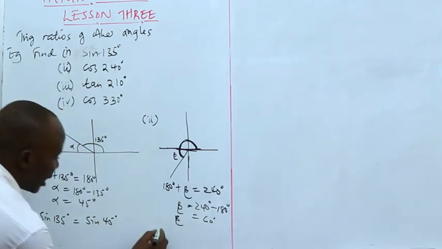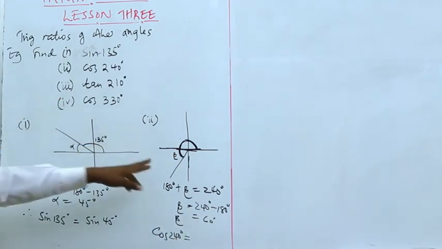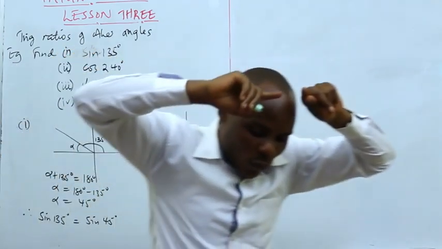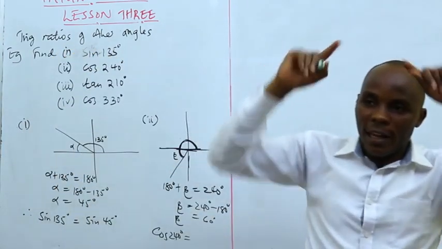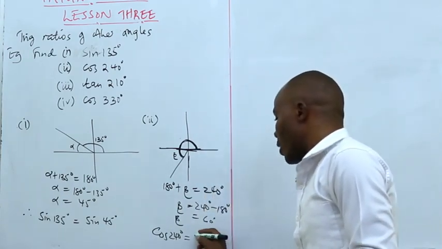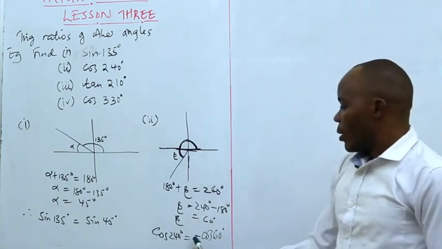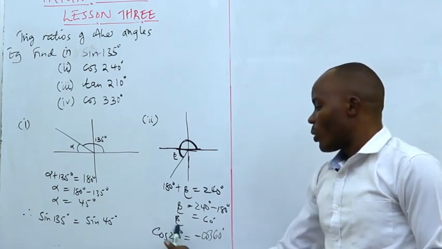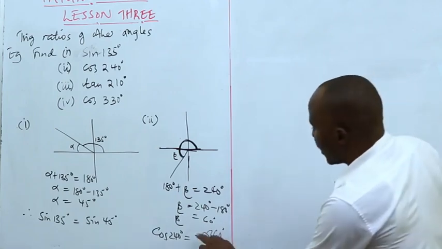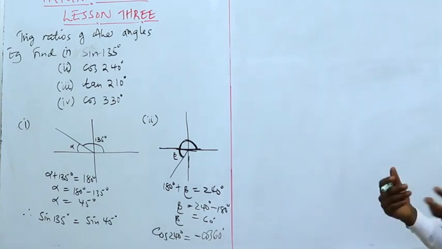It is the cosine of 240 degrees. 240 is in the third quadrant, and in the third quadrant, cos is negative. So it is the same as negative cos of 60 degrees. The value you get when you press cos 240 degrees on your calculator is the same value you get when you press negative of cos of 60 degrees. Am I making some sense?